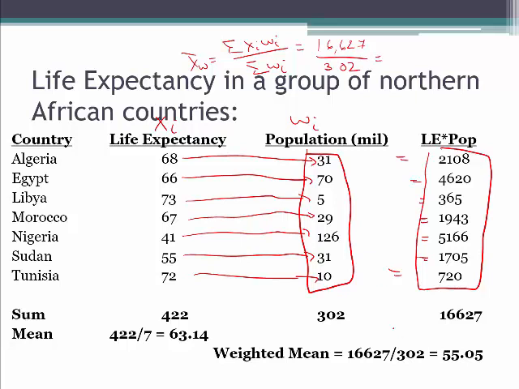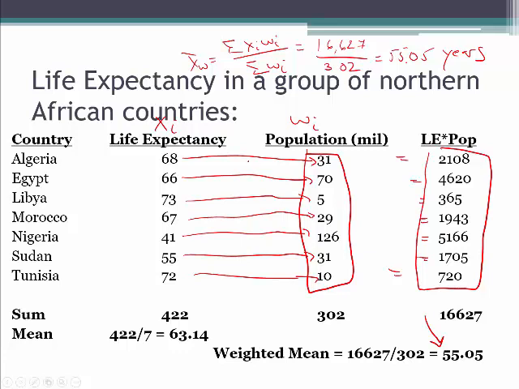And the more accurate description of life expectancy here, when you account for the population of each country, is 55.05 years. So you can see here, just a straight value doesn't take into account how large each country is in terms of population. So we want to put in this extra weighting variable here. So actually, an arithmetic mean is the same thing as a weighted mean. It's just every value has a weight of 1.